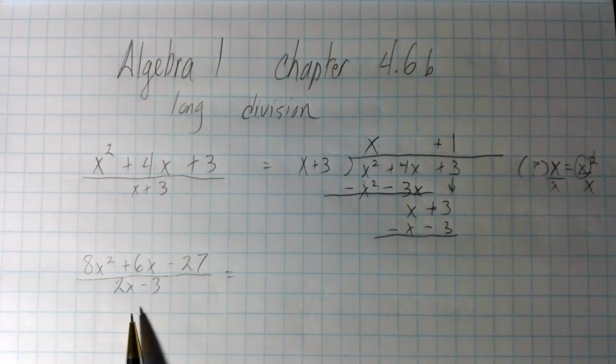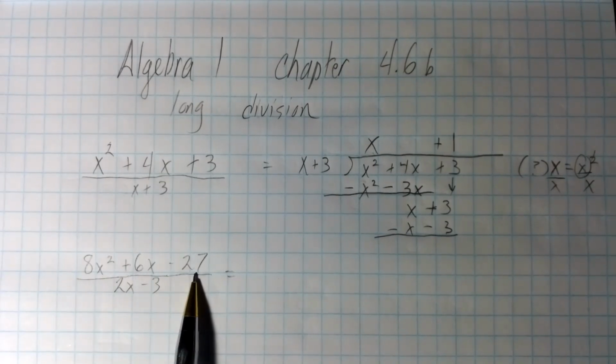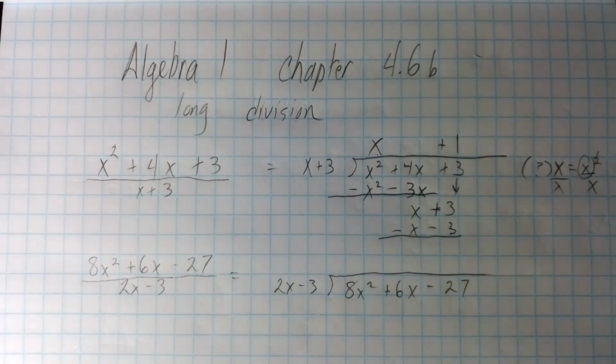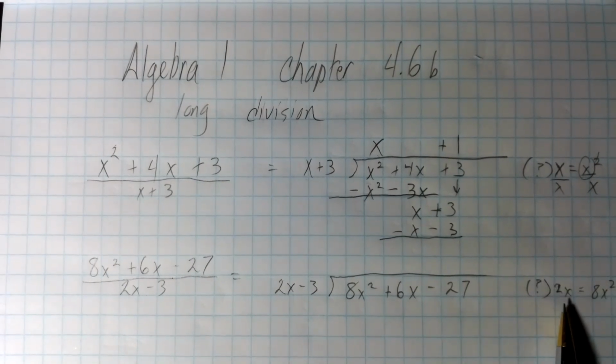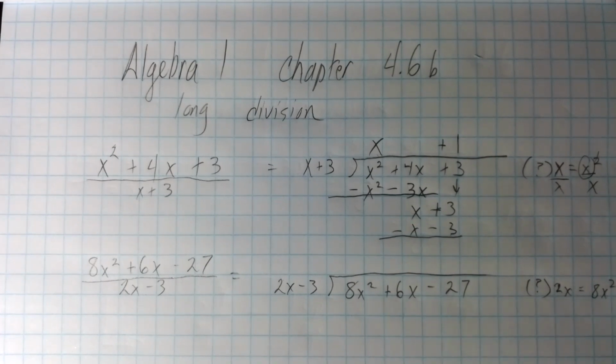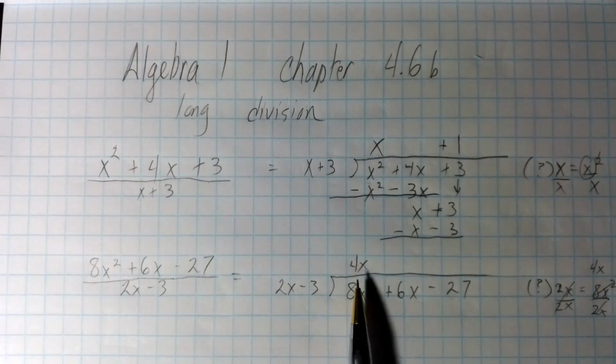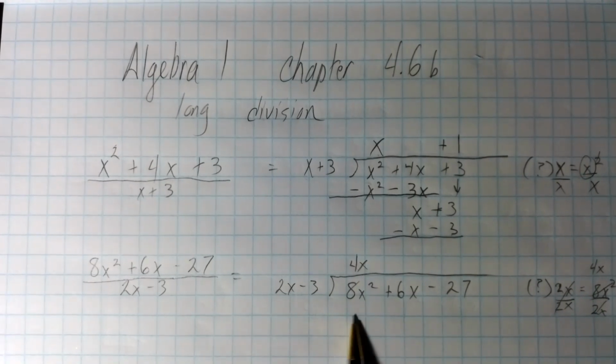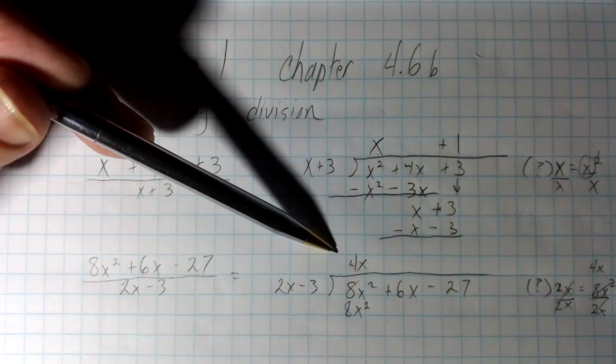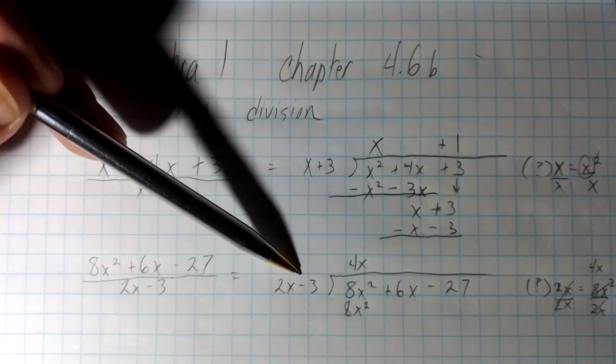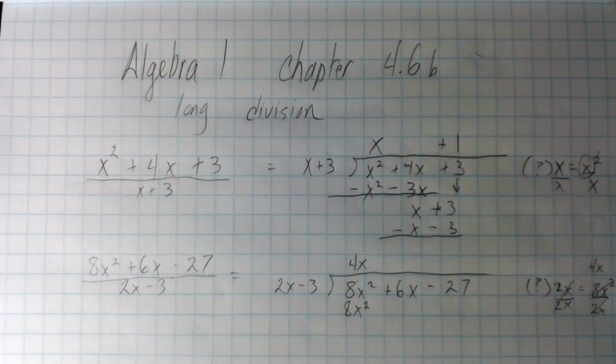Okay, here's my new problem. 8x squared plus 6x minus 27, all divided by 2x minus 3. All right, and so here, looking at my 2x and my 8x squared, I'm going to get this question. What do I multiply by 2x to get 8x squared? Divide both sides by 2x, and I'm going to get a 4x. All right, there's my 4x. 4x times 2x gives me 8x squared, and then 4x times negative 3 will give me a negative 12x.